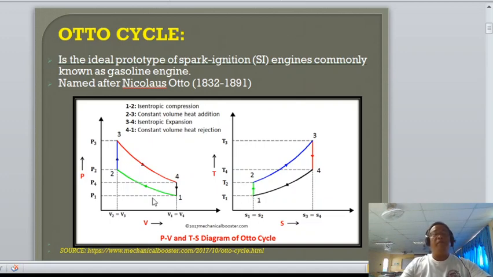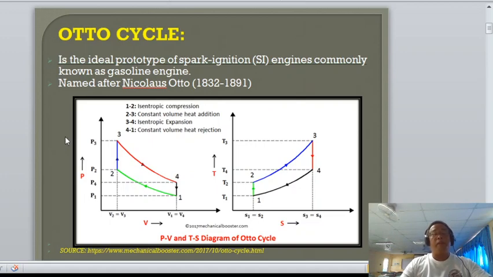We will notice that this diagram is composed of two diagrams. The first is, of course, the pressure-volume diagram, and the other is the temperature-entropy diagram, or the TS diagram. Considering the first diagram, we will notice that this cycle is composed of four state points, as you see in the PV diagram: 1, 2, 3, and 4.